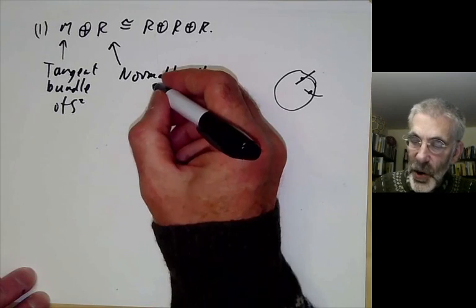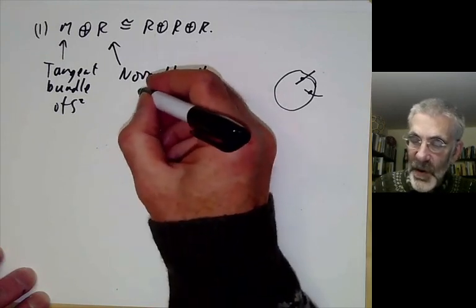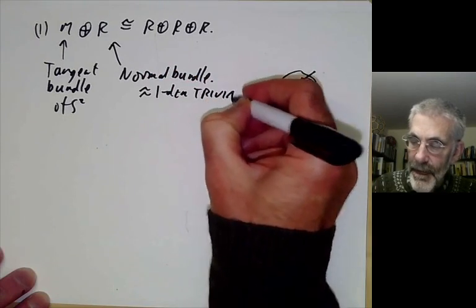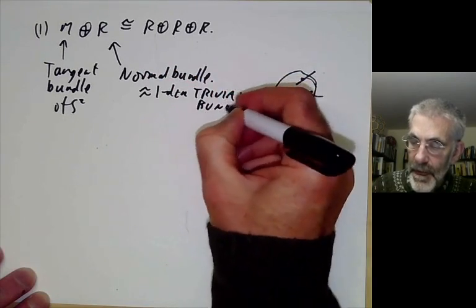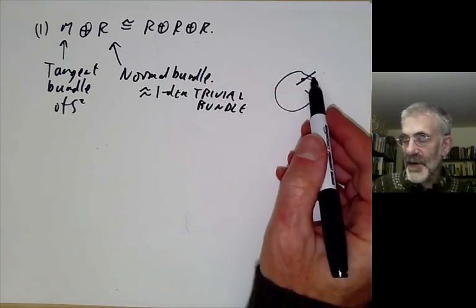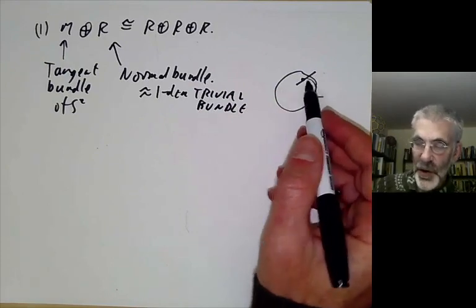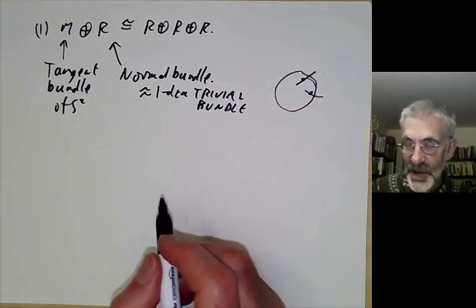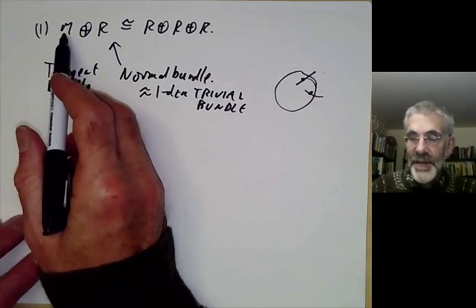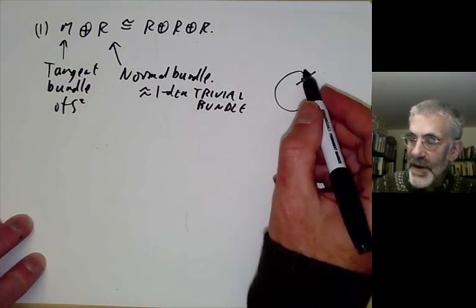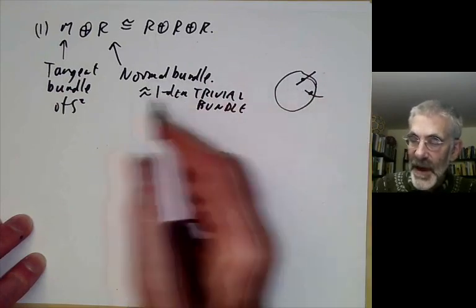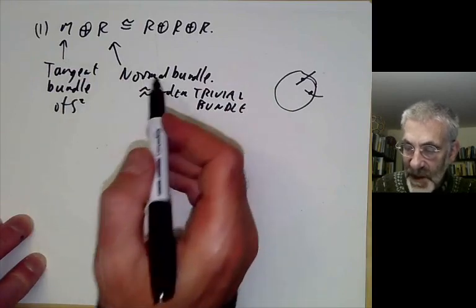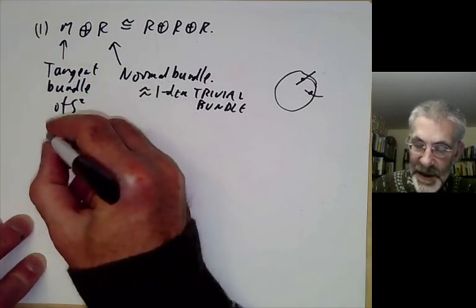And then you can check the normal bundle is isomorphic to a one-dimensional trivial bundle, because you can take a non-zero section of the normal bundle just by, say, taking the distance from the sphere in an outward direction or something like that. And the sum of the normal bundle and the tangent bundle can be identified, the sum of the normal space and the tangent space at each point.